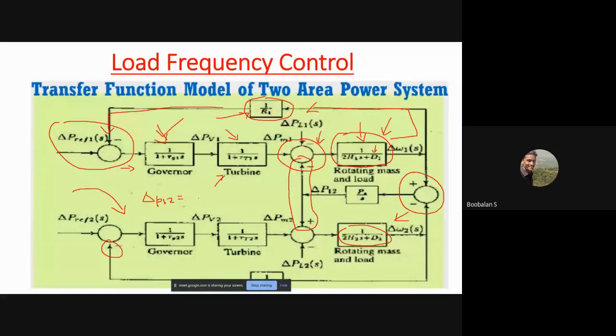Ps, the synchronization power coefficient, divided by s, that is called the integrator. And here it's now coming: this is the change in frequency from area 1 and 2. Got to note it down, and I'll just show you that textbook reference for one second.